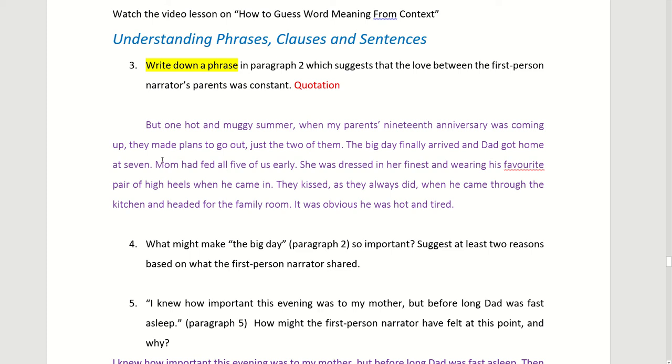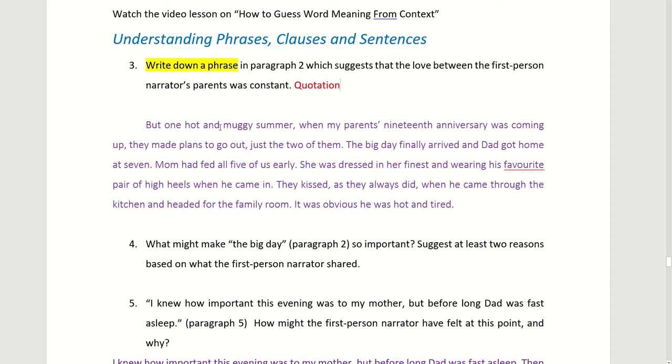Right? Okay. So I'll go to the passage and find paragraph 2. Okay. I have copied paragraph 2 here so that I don't have to toggle in between the documents. All right. So what is the phrase that suggests the love between the first person narrator, that's the writer's parents, was constant? Okay, let's read.